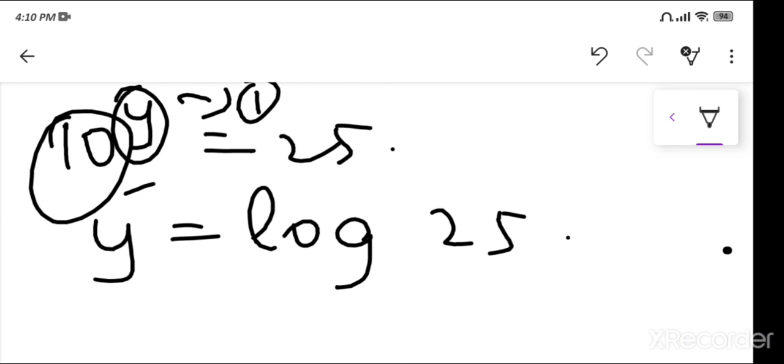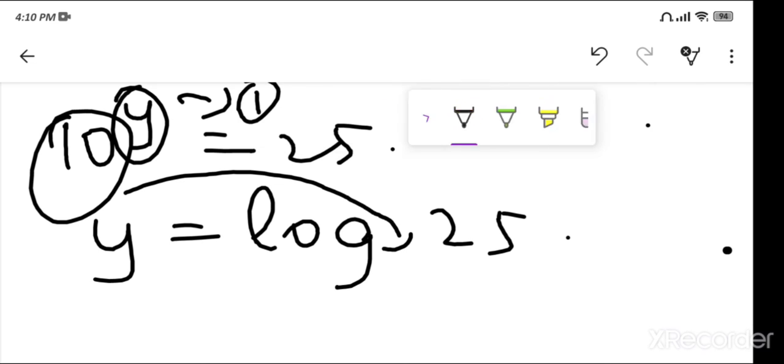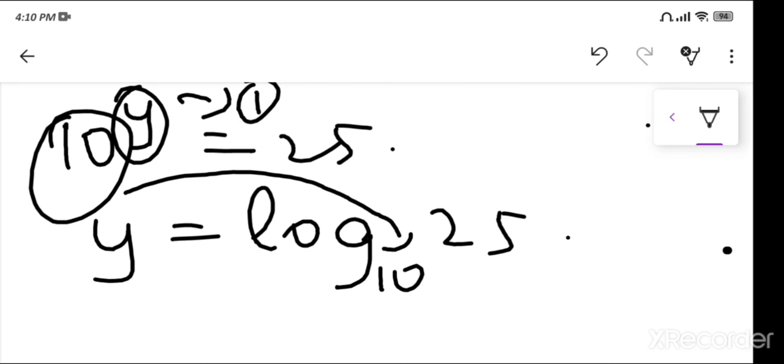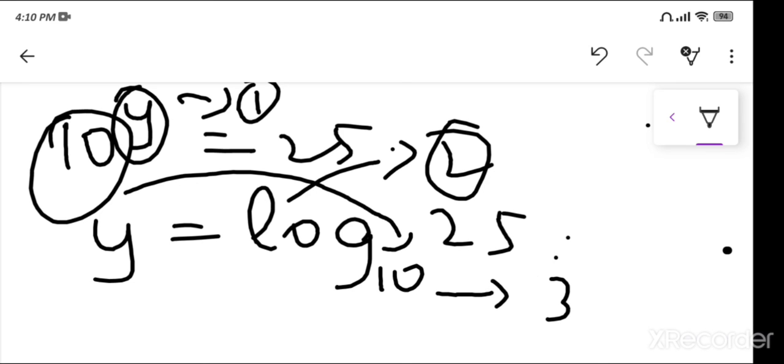The 10 will come over here. Let me write that neatly. Y is equal to log 25 to the base 10. That's how we read it. So if you understood this concept, this step 3, only three steps you need to understand logarithms even easier.